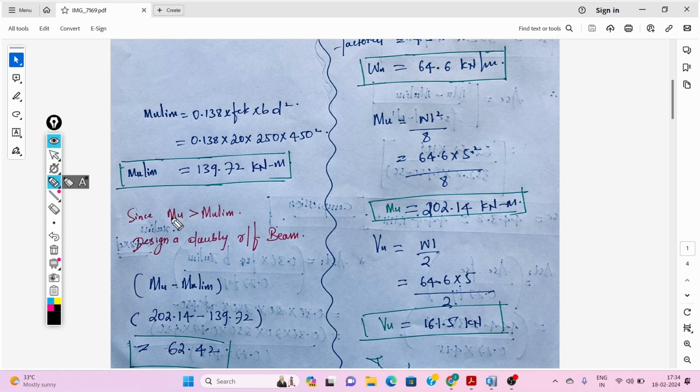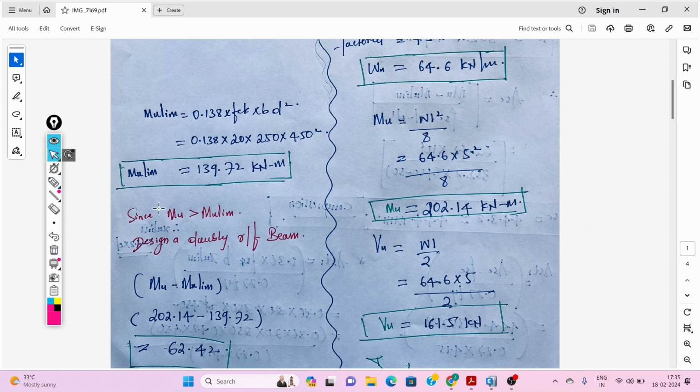Okay, since here Mu is greater than Mu limit, can you see here? Our Mu, the maximum bending moment, is greater than Mu limit. So we need to design this beam as a doubly reinforced beam. In a doubly reinforced beam, we provide reinforcement on both sides, in the compression zone as well as in the tension zone. That is called a doubly reinforced beam.